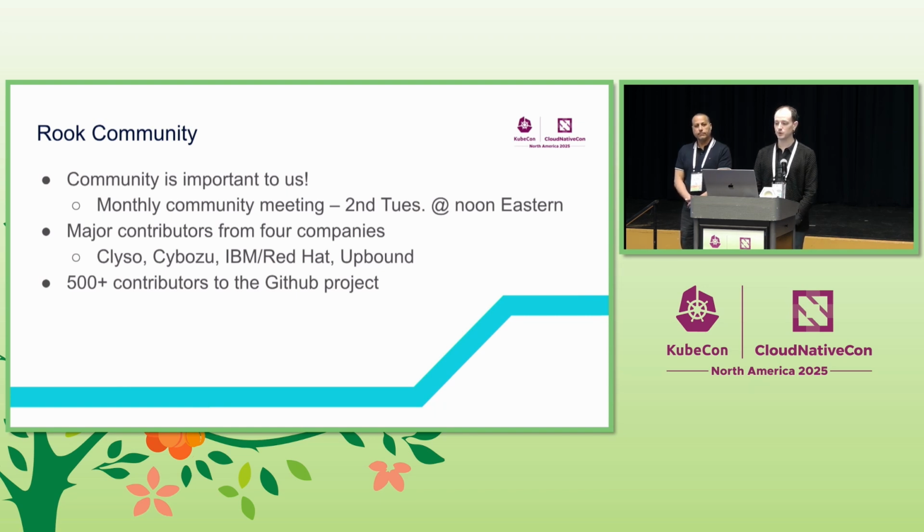We also have 4 companies that are primary contributors. We have Clyso, Cybozu, IBM, Red Hat, we're with IBM, and Upbound has 2 of the founders of the Rook project as well. I checked last night, and Rook has over 500, approaching like 550 contributors on GitHub.